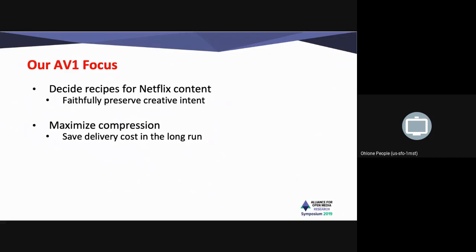Second, streams on Netflix can easily be watched millions of times. So basically, for every bit we cut in the encoding, there can be a very good payoff in the long-term delivery cost. That's why we always try to use our latest optimizing strategy to maximize the compression. First, let's see how we adapt the AV1 recipe for Netflix content.